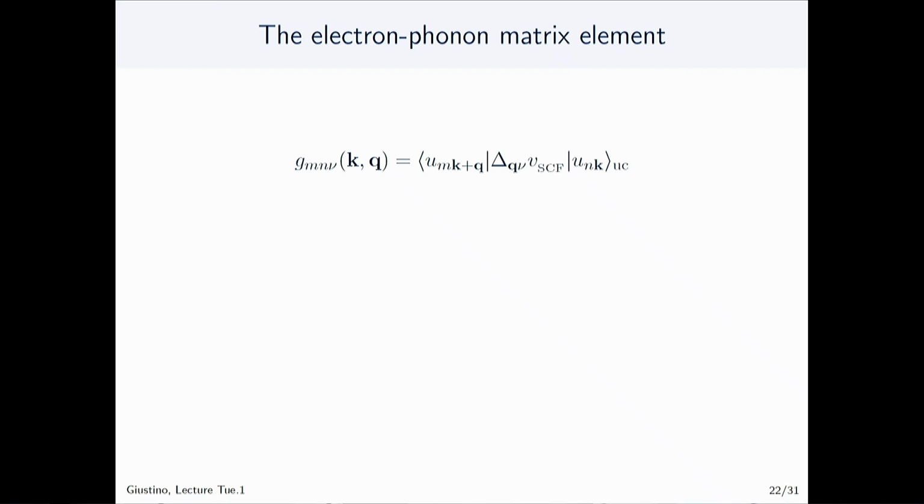In a real calculation, that's one of the problems, that you have to deal with a lot of information. How is this defined? These two things on the sides are simply the Bloch periodic part of the Kohn-Sham wave functions. This band index, this wave vector k, for example, and the band index with the wave vector k plus q.